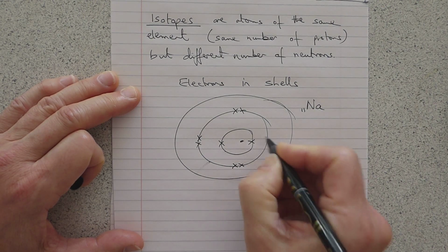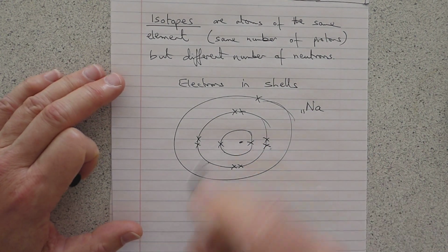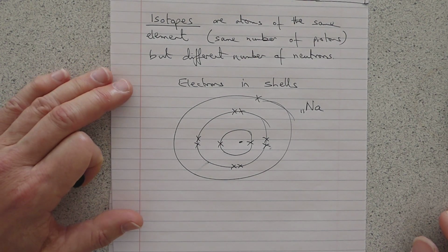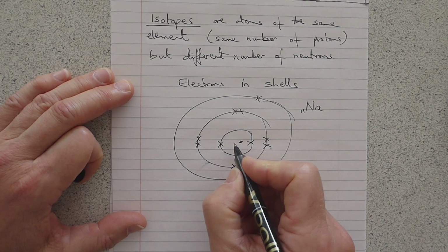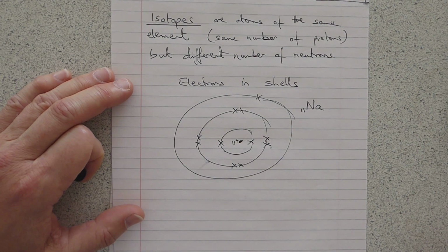Now, GCSE tip, I always tell my pupils, draw them in pairs. It's much easier and quicker to count them if you've drawn them in pairs. But there we are, sodium, element number 11. It's got 11 protons, so it's got 11 electrons. And of course, the protons give it an 11 plus charge on its nucleus.